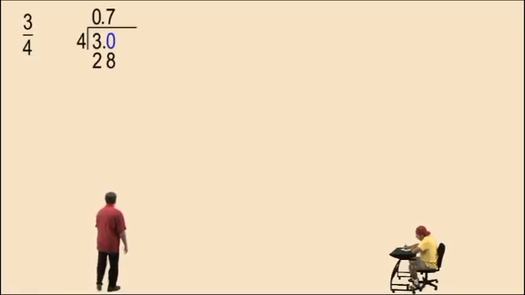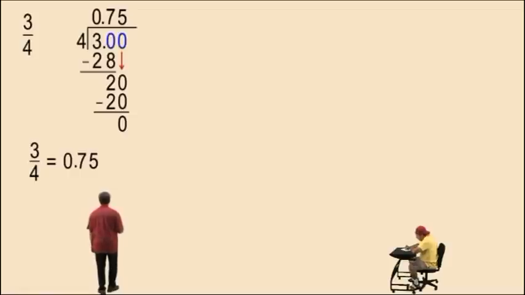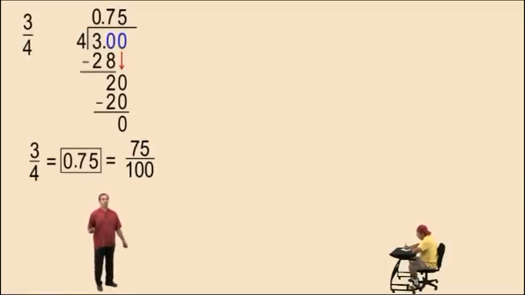7 times 4 is 28. We subtract, we get a 2. Add another 0, bring it down. 4 goes into 20 5 times. 4 times 5 is 20. We subtract, we get a remainder of 0. So we stop. And we read our result. 3/4 is equivalent to 0.75, which is the fraction 75/100. And if you reduce 75/100 to lowest terms, you will get the fraction 3/4.